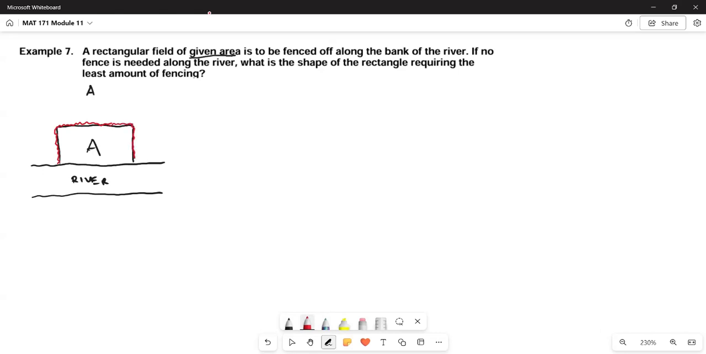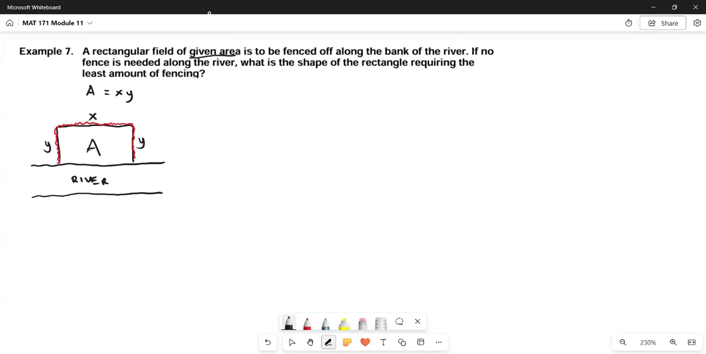Ano daw yung shape ng rectangle wherein least amount of fencing yung magagawa. So, meron tayong y dimension and x. Sige. So, yung a is constant, pero yung x and y is hindi constant. So, a is equal to x times y, di ba? Since rectangle yan.